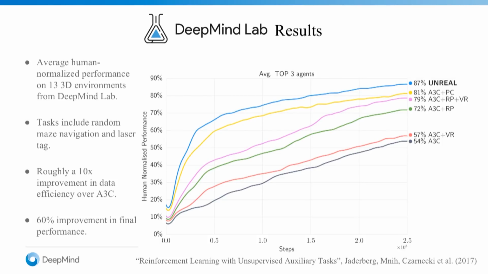Probably not worth explaining all these curves, but the thing to look at is this A3C training curve, where you have data on the x-axis and the average human normalized performance over 13 3D environments on the y-axis. And then you have Unreal. So you have essentially a 10-time improvement in data efficiency over just a vanilla reinforcement learning algorithm.